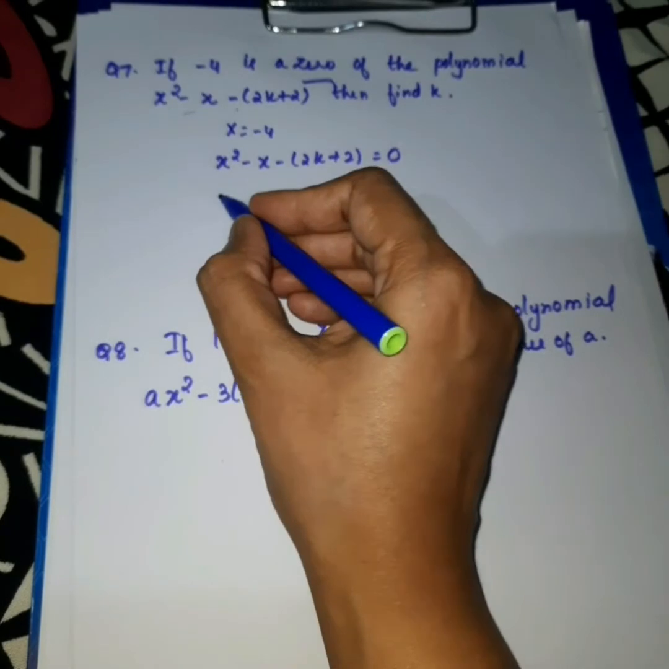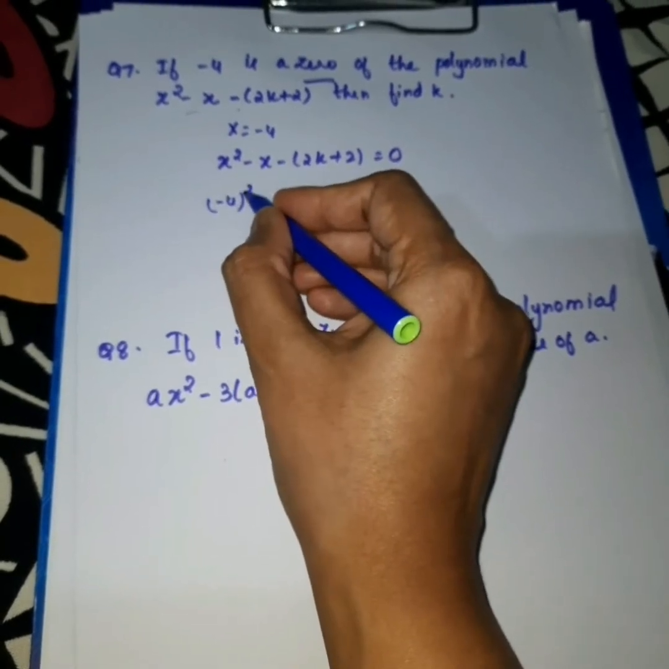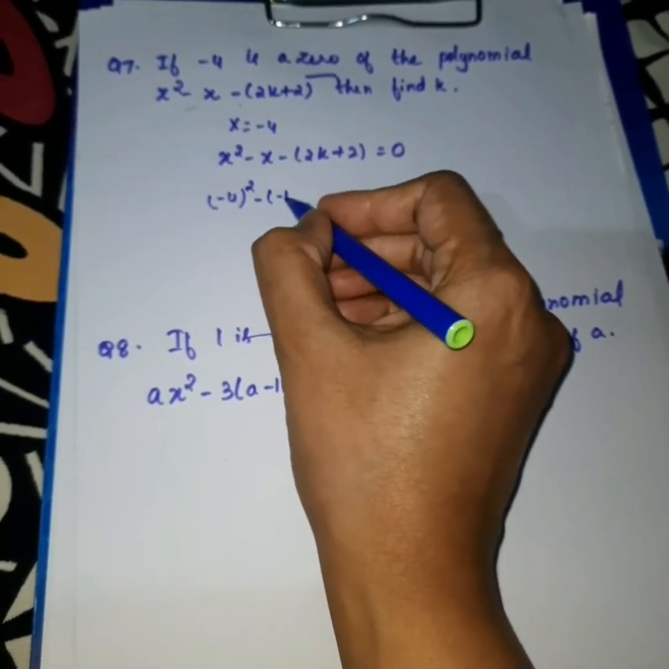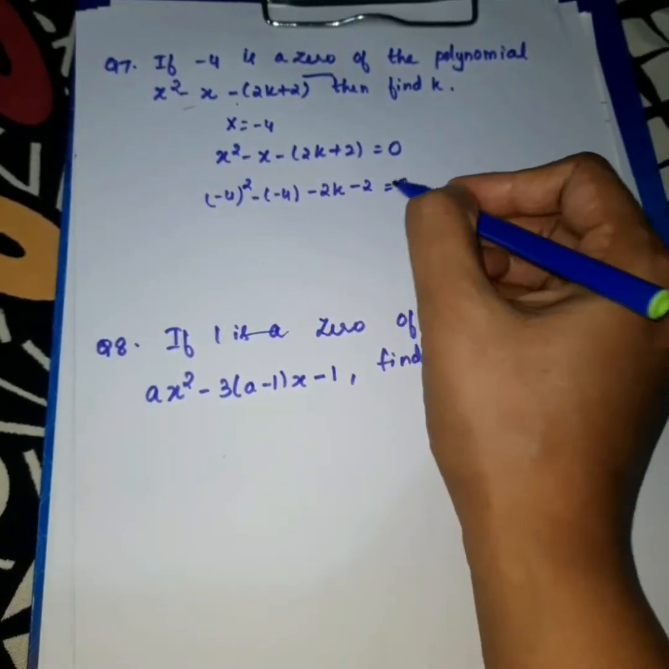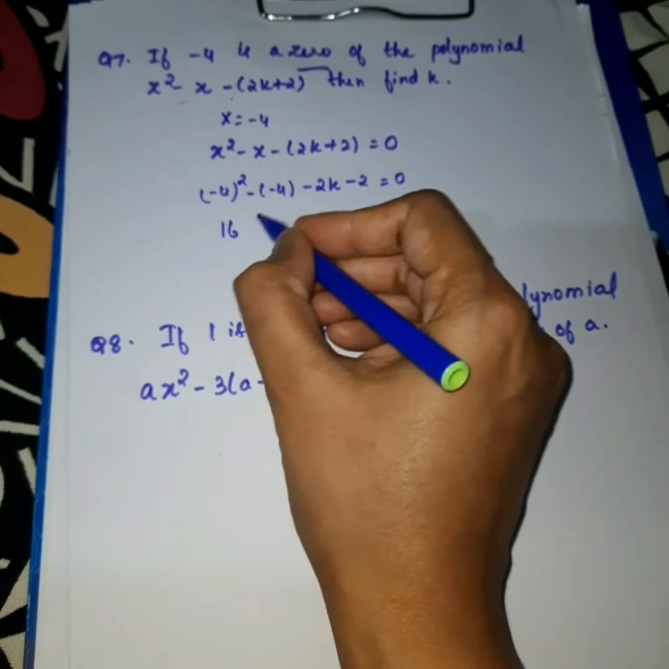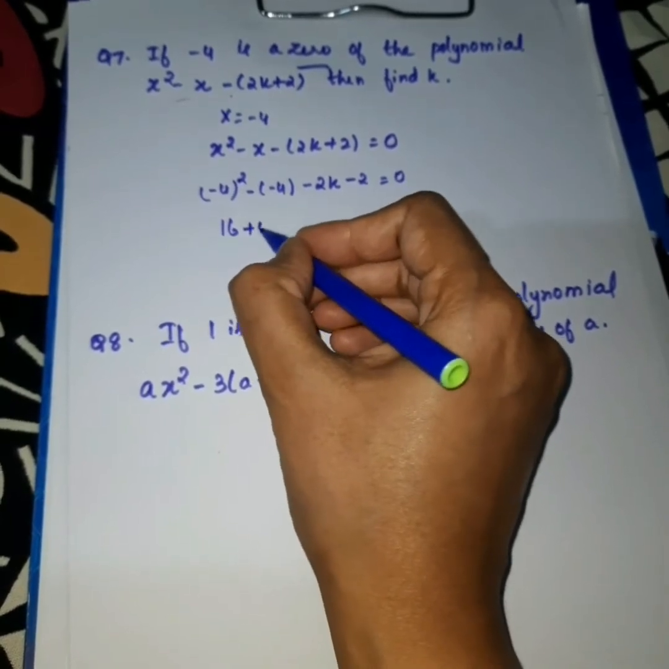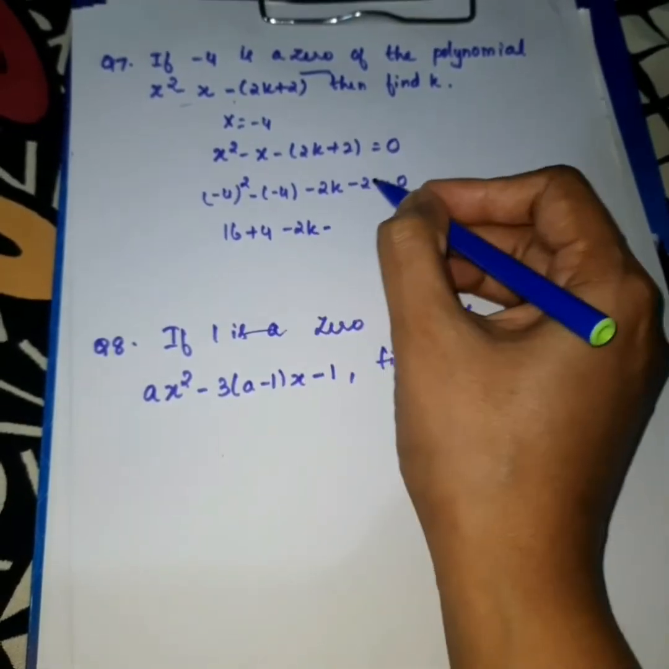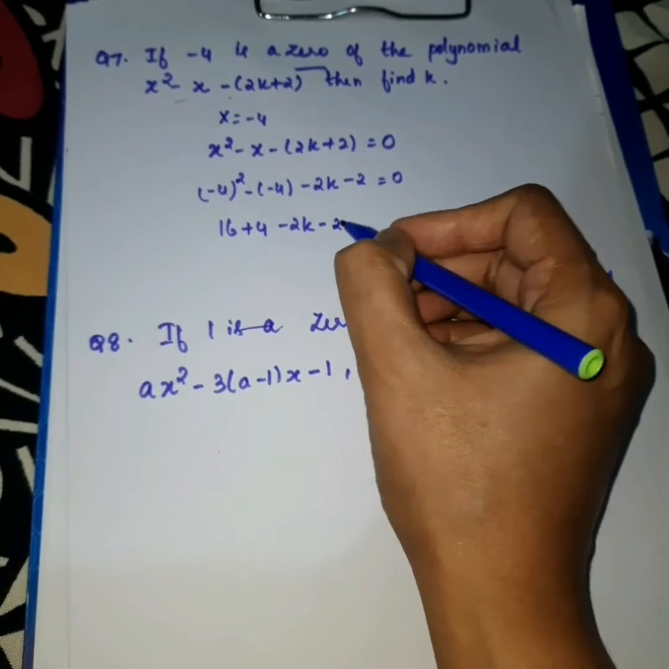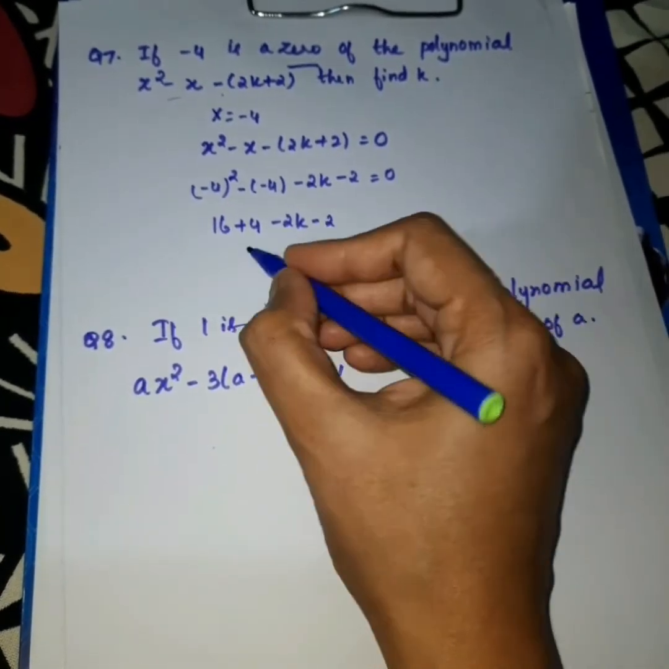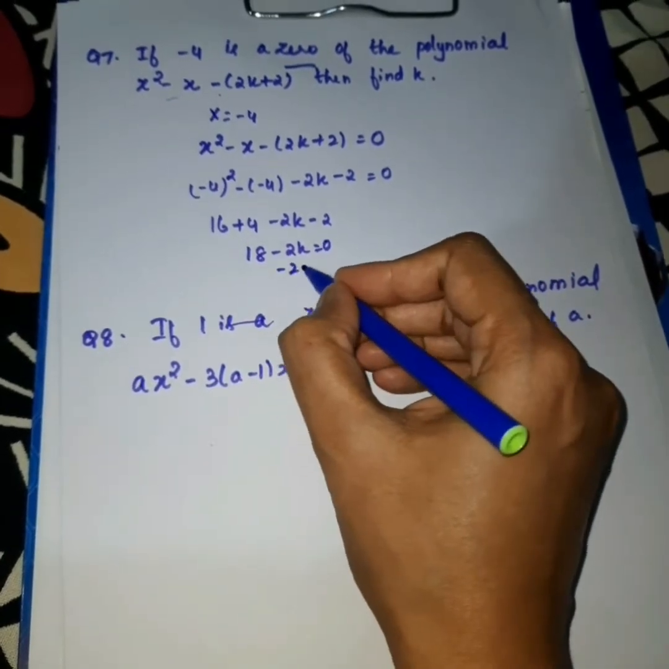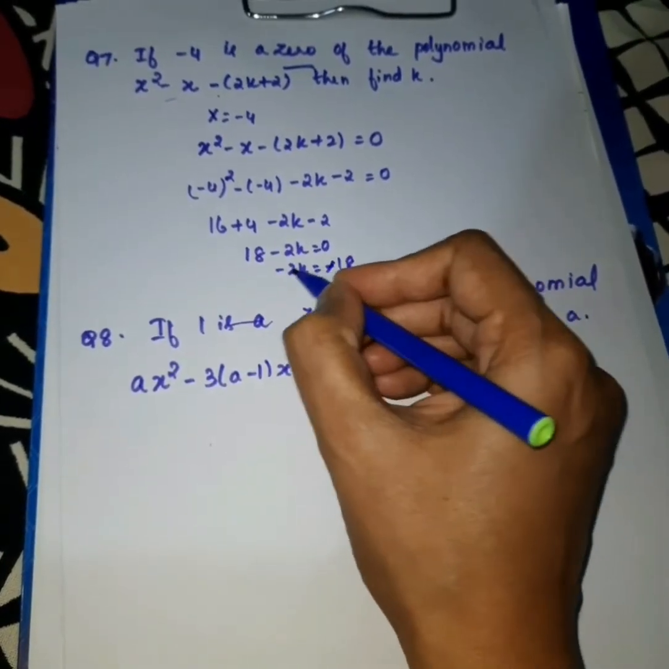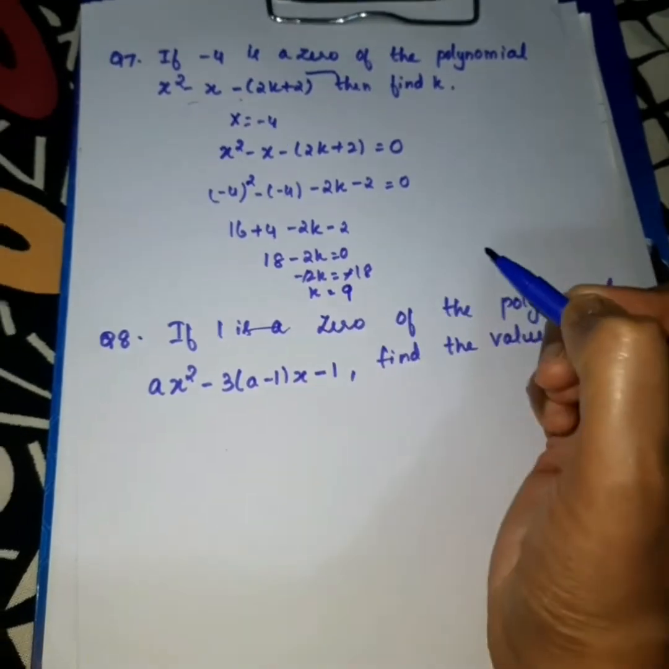k. Minus 4 whole square, minus of minus 4, minus 2k minus 2 equal to 0. So that's 16 plus 4 minus 2k minus 2. That's going to be 16 minus 2 is 14, 14 plus 4 is 18 minus 2k. So k is equal to 9.